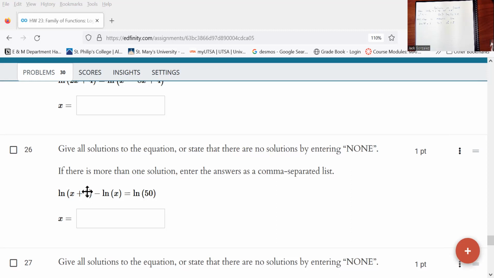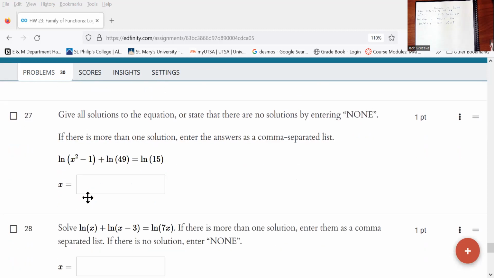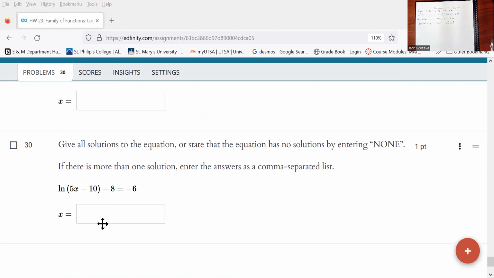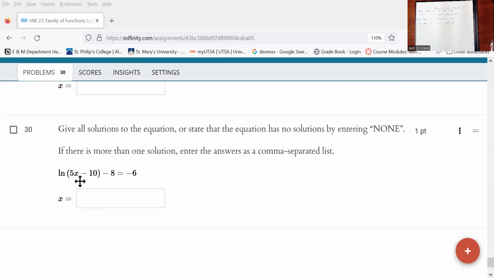Here, they're not combined. You have 2 logs on the left and then a single one on the right. So combine these first and then bring in e to cancel. Same thing here. Here they're separate, so you have to combine them into a single one. So we have properties. The product property tells you if you're summing 2 logs, they become a product. If they're subtracting, they become a quotient. Here you can just straight up isolate.